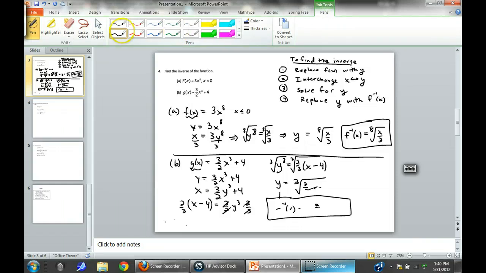We're going to come up with a third plan here. 2/3 of x minus 4, that is what f inverse of x is. The cube root of 2/3 of x minus 4. I don't know why, I think the cube disappeared on me. Okay, there we go.